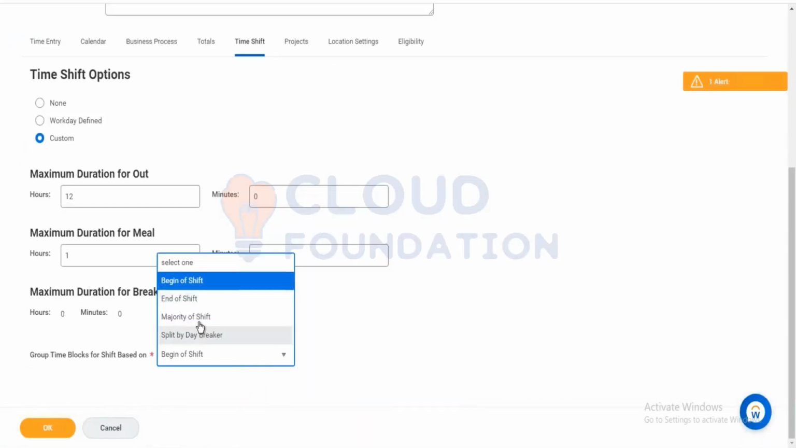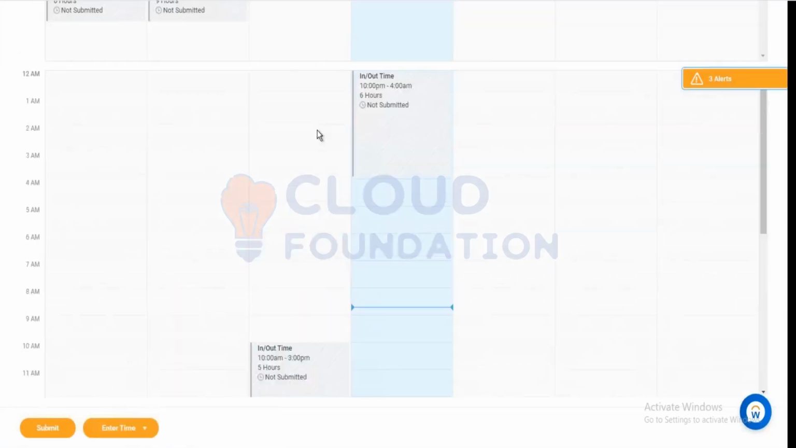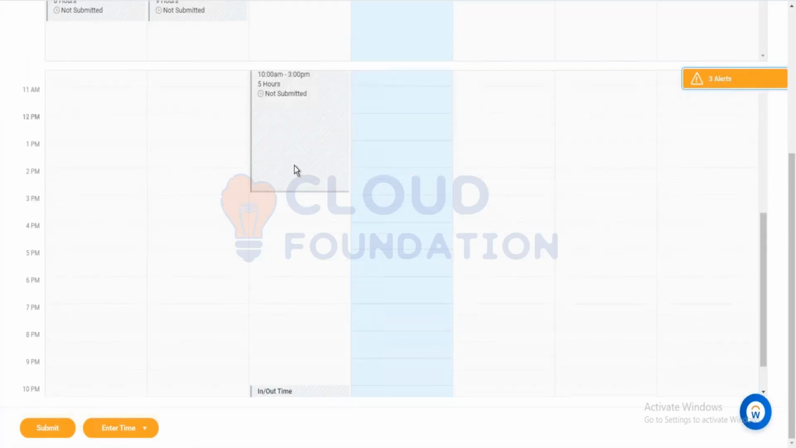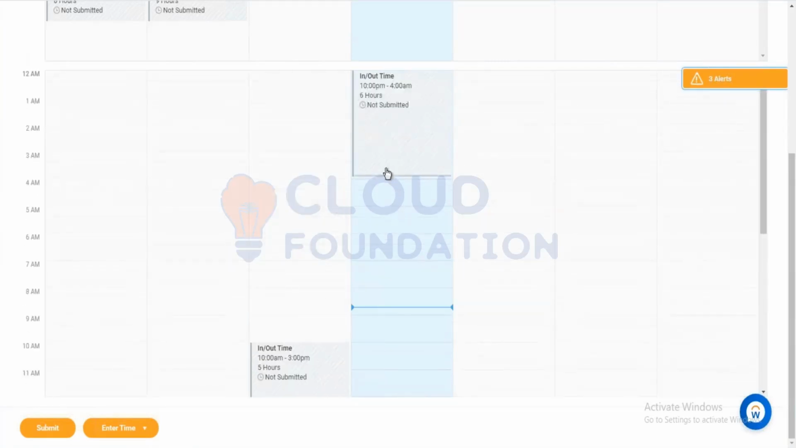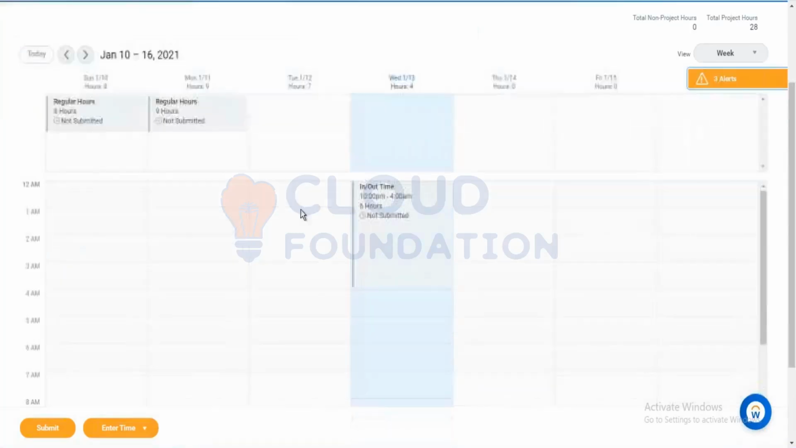Now, if we do it like majority of the shift, it will see the weightage quantity of that particular day. Here the quantity is 4 hours. Now here the quantity is 7 hours. So which is the majority part? 7 hours. You will get confused because I'm talking about a lot of time calculations. When we go to the time calculation, you will understand the concept. The background calculation would work based on the majority of the shift.